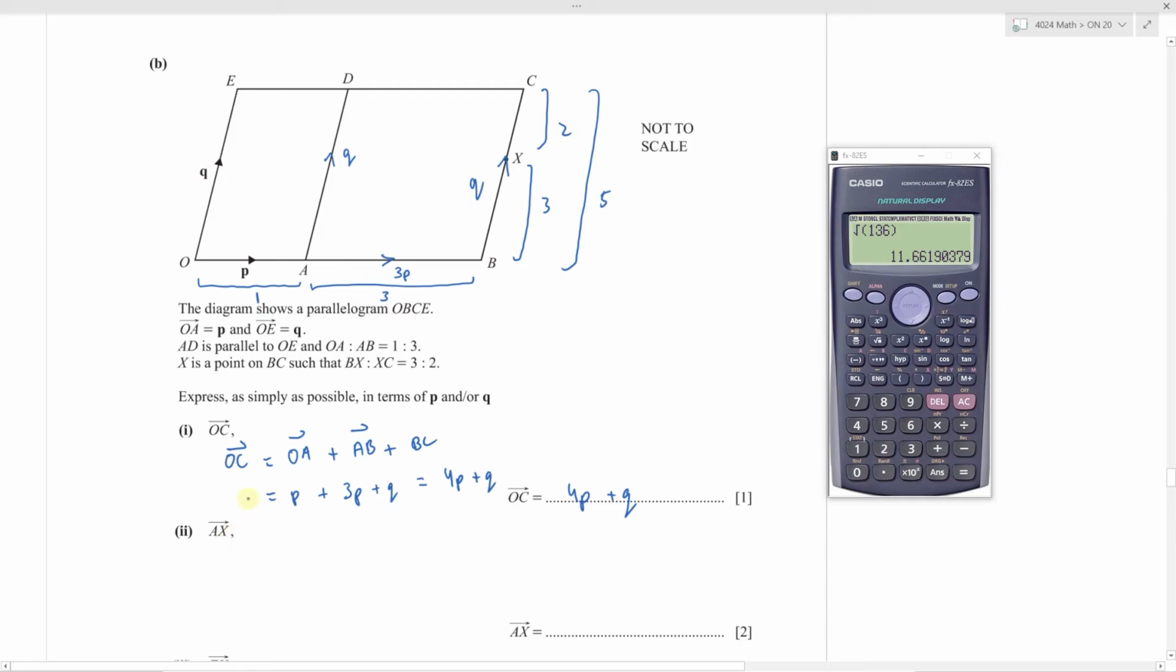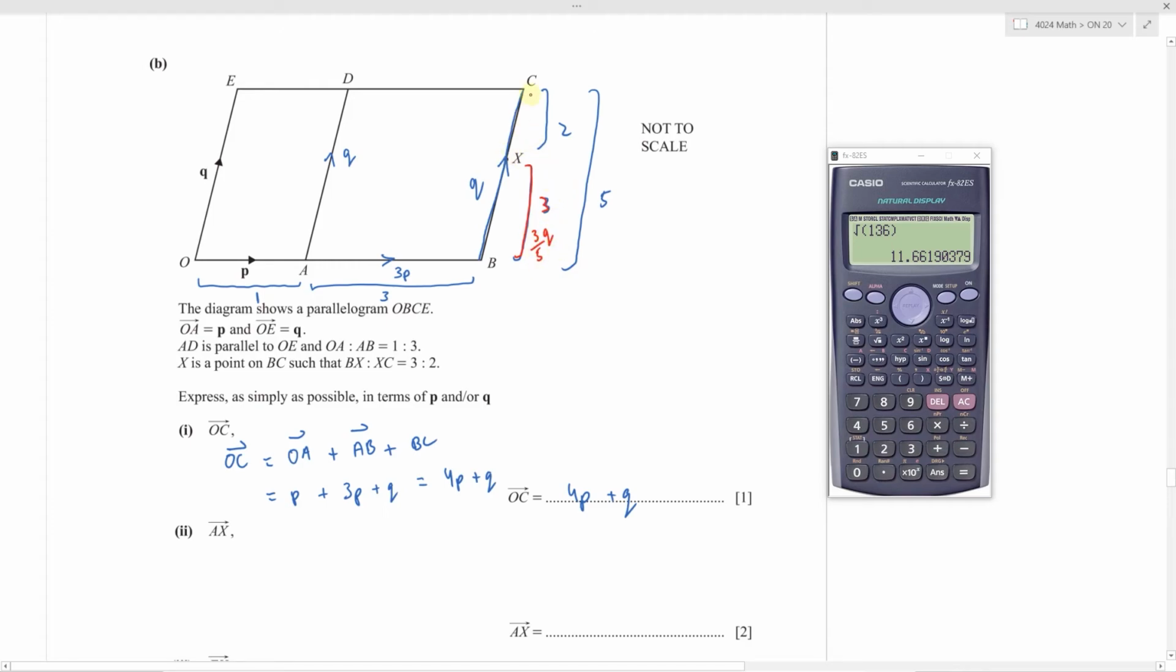The next vector is AX. So AX is this vector. Again, I can use the head to tail rule. AX will be AB plus BX. Now what will be BX? If this full vector is Q, I can write BX there. This is the full 5 parts and BX is 3 by 5 of Q. So BX will be 3 by 5 Q.